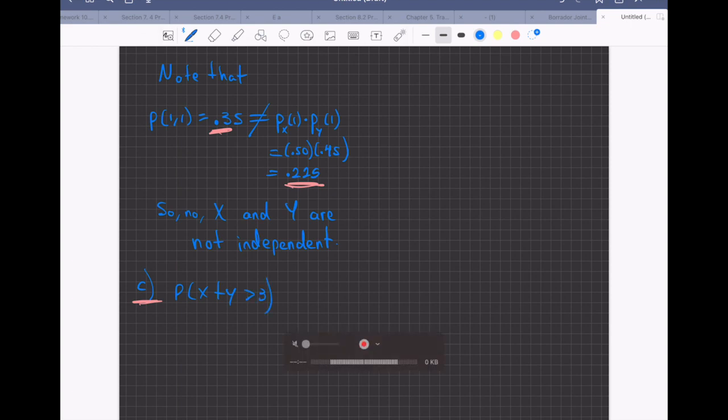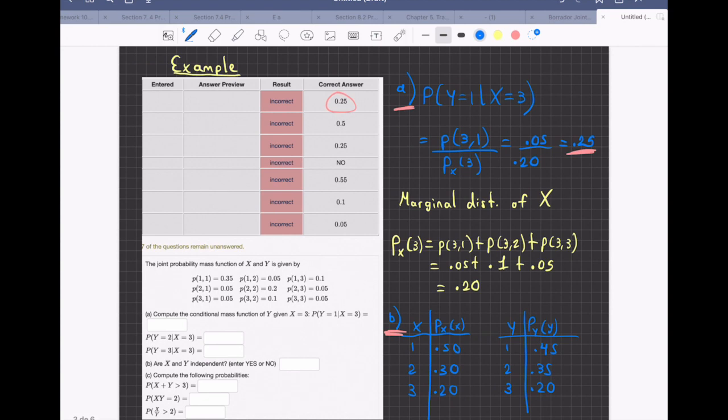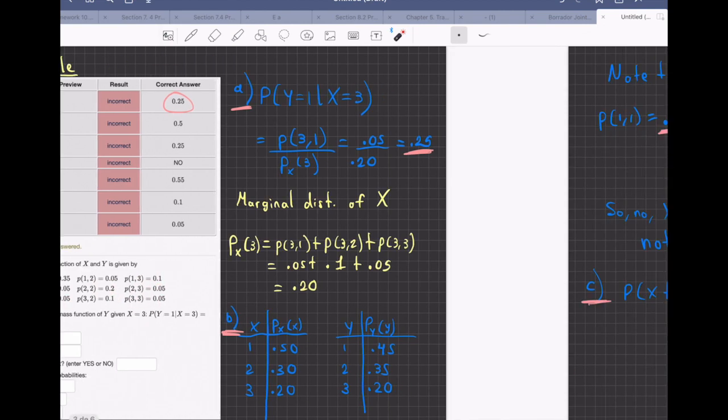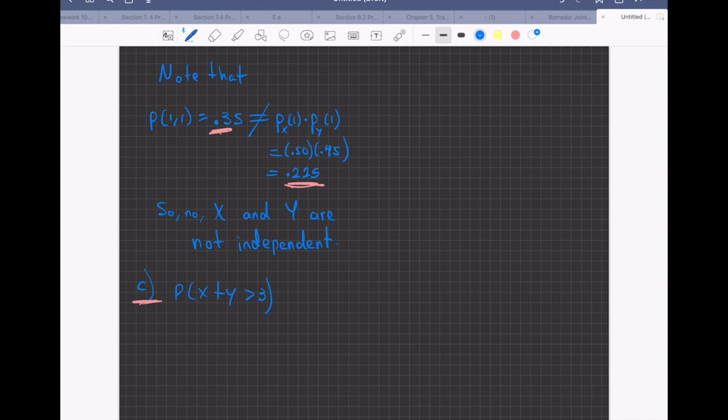So in this case, I have to look at all the values such that the sum between x and y is greater than 3. The sum greater than 3. The only possibilities are when we have 3, 1, since 3 plus 1 is 4, 2 plus 2 is 4, 1 plus 3 is 4, 3, 2, 2, 3. So notice, it's going to be all of these values. So consider all the values such that the sum of the x and the y is 4. It's more than 3, I mean.